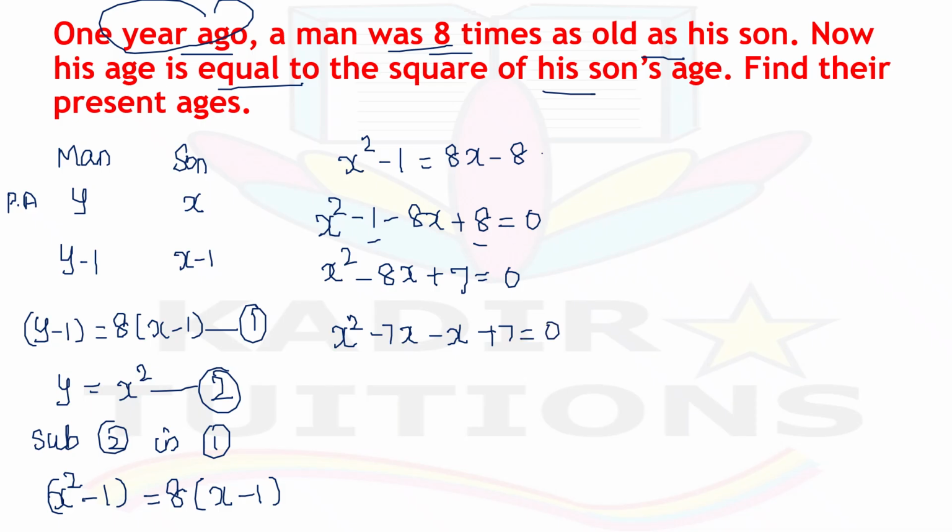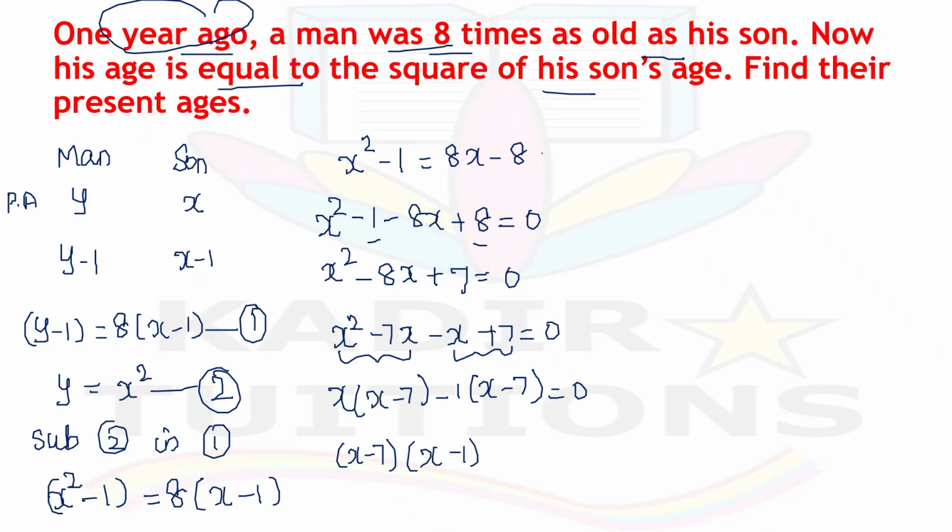Now we are going to group this. In these two terms x is common, so we can take x in common, the remaining is x minus 7. And in these two we can take minus 1 as common, so the remaining is x minus 7 equal to 0. Now again x minus 7 is common, so the remaining is x minus 1 equal to 0. So now we got the answer as x equal to 7 and x equal to 1. So we got two answers.